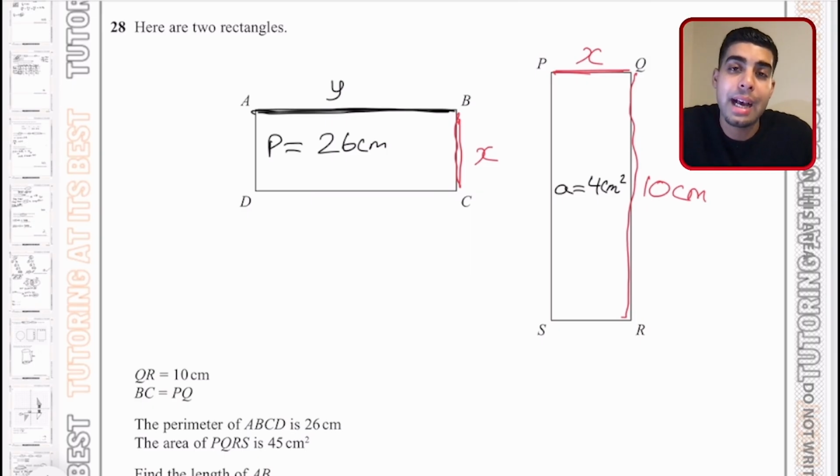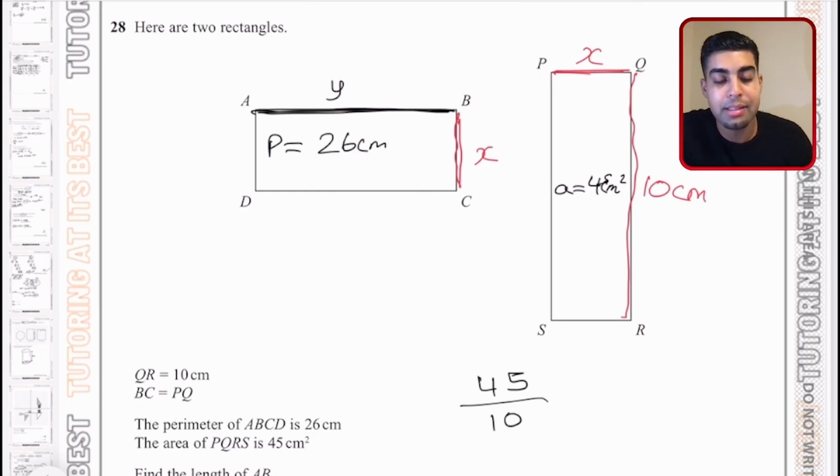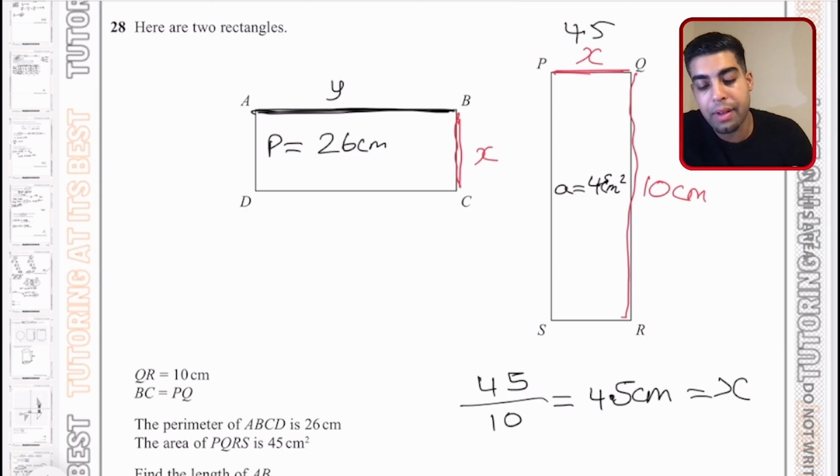So the first thing I'm going to do is simply work out the value of BC and PQ. And how are we going to do that? Well, we have our area, which is 45 centimeters squared, and we have our length, which is 10 centimeters. So I'm going to simply go ahead and do 45 divided by 10, which equals 4.5 centimeters, which is our X value. So now we know PQ is 4.5 and BC is 4.5.